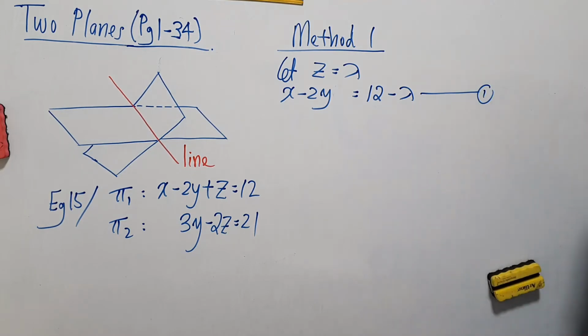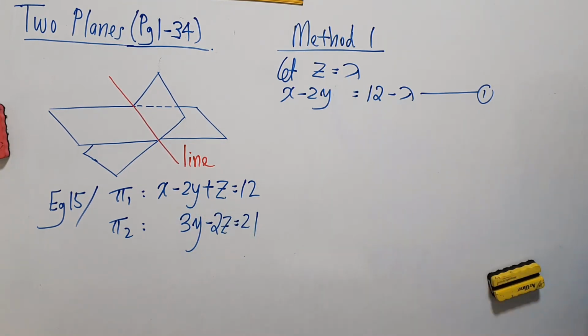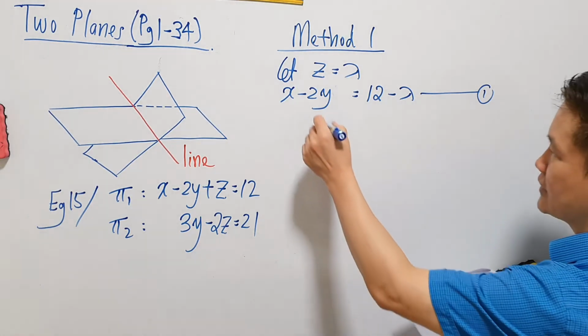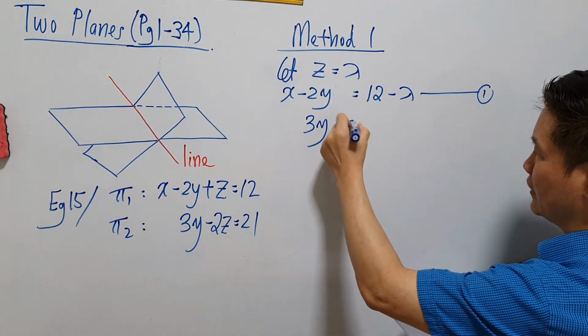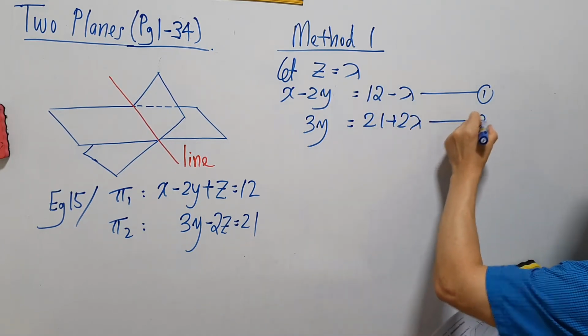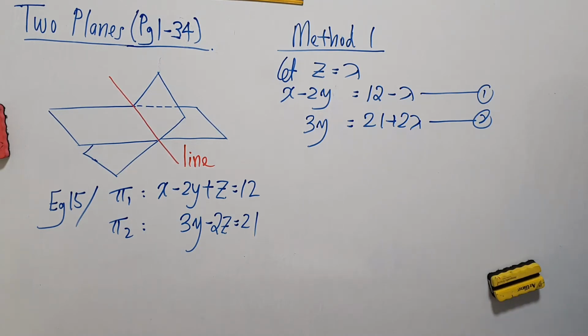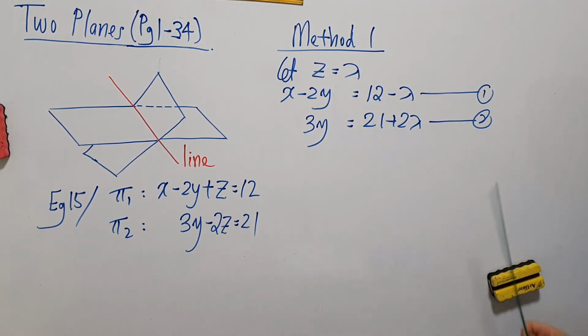Say again, the first method is to solve this like a simultaneous equation. I've said that you let one of the unknowns, say, be lambda. And then for the second one, same thing, you let z be lambda, and you're going to get 21 plus 2 lambda. So I have let z be lambda, and then I have simply formed these two equations, 1 and 2, by just shifting terms around.